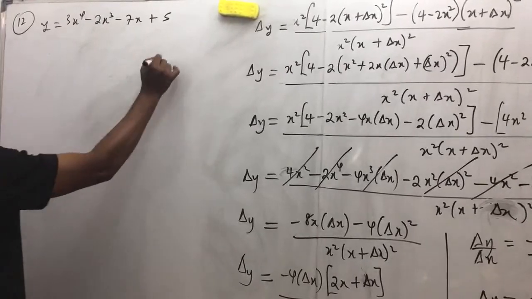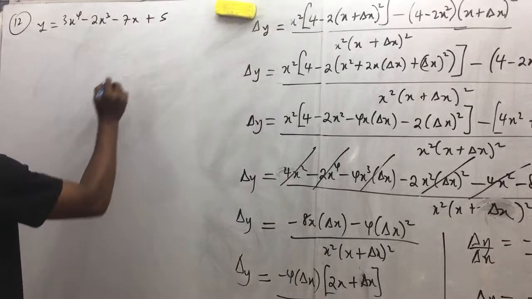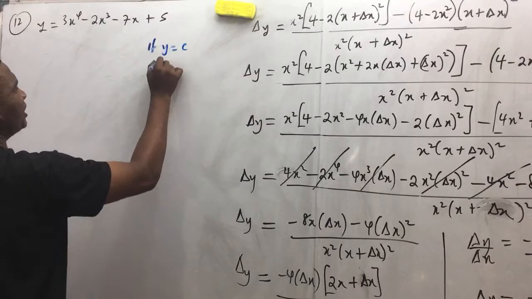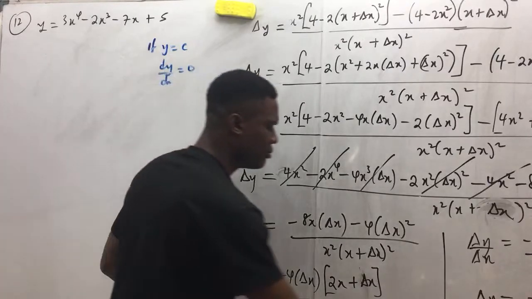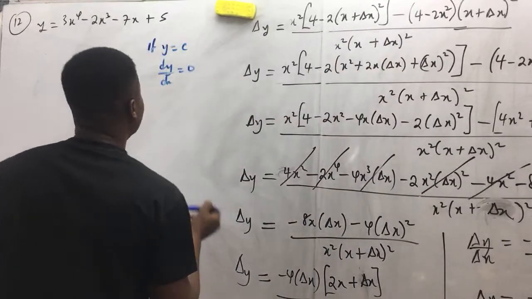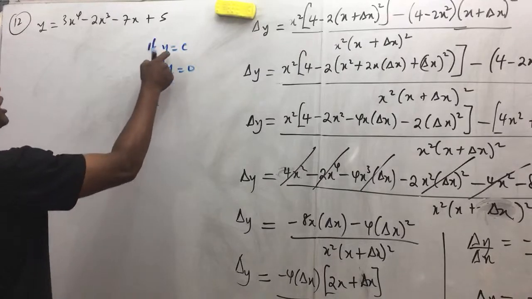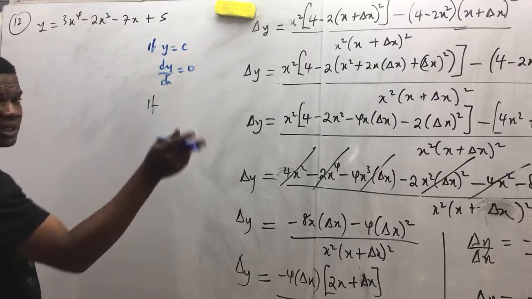Now, if y, please remember this, if y is equal to c, dy/dx will be equal to 0. Okay? So let me have the blue marker, please. Thank you very much. Now, so please hold on to the simple rules we shall be using to solve this problem. If y is a constant, then the derivative of y with respect to x will be 0.